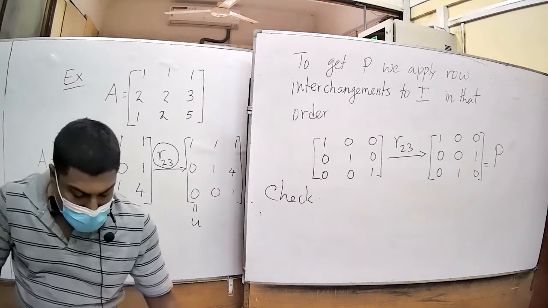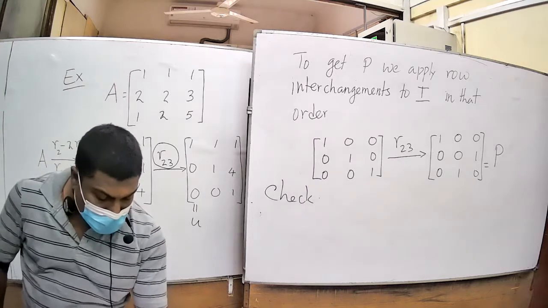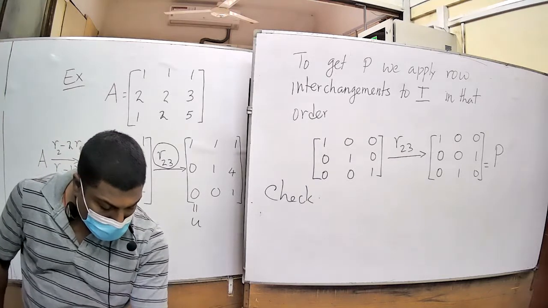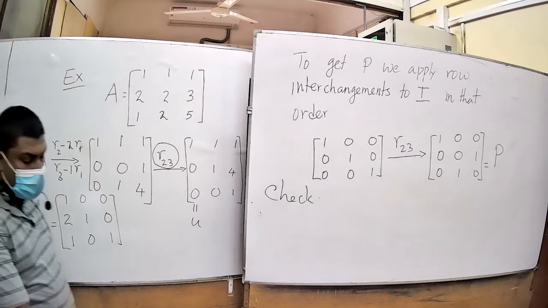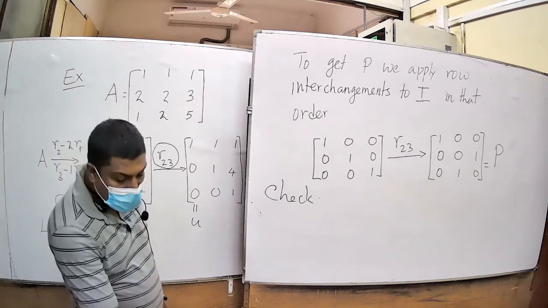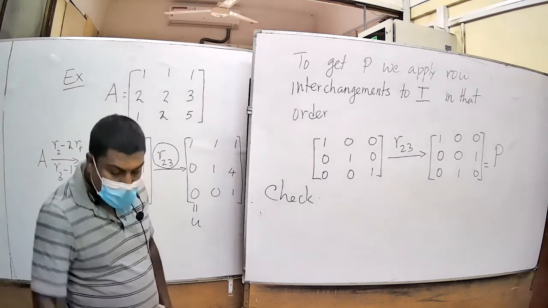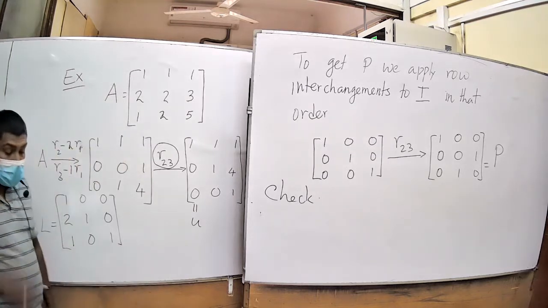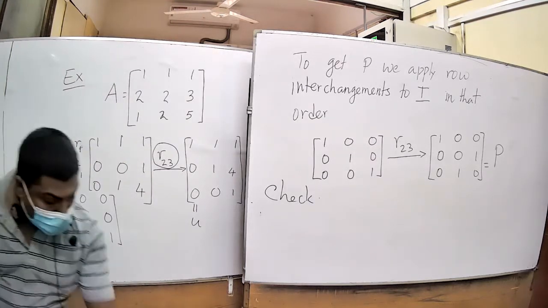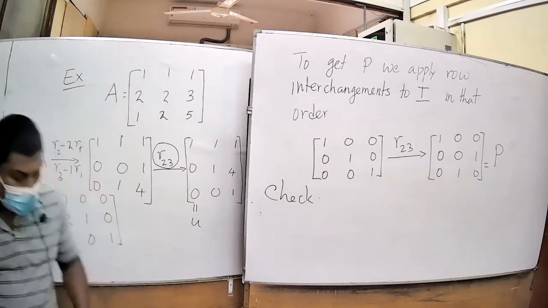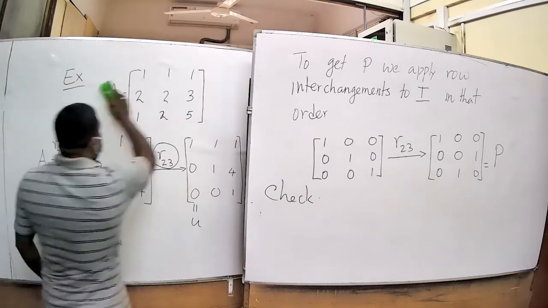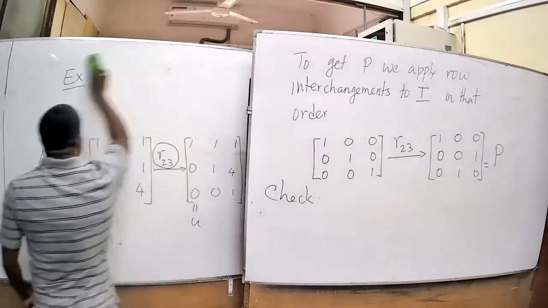Now because of this PA is equal to LU form, we will see how you can solve the system Ax is equal to b, right, so that you already see. So you can do the process here. Let me do one more example of solving the system.